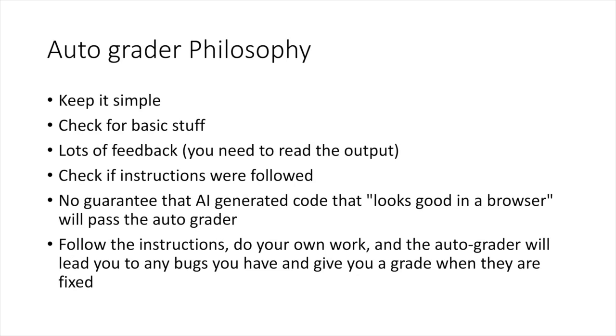Well, it might be the wrong kind of button, or you're using an anchor tag or a button tag because AI just did it. Because AI can build code an infinite number of ways. If you follow my instructions, you tend to build it one way. And that's what the Autograder is looking for. Did you follow the instructions? Follow the instructions, do your own work, and then the Autograder is going to take you to the bugs, give you a grade when you fix those bugs, and it should be straightforward. I'm not saying you can't use AI on the way.